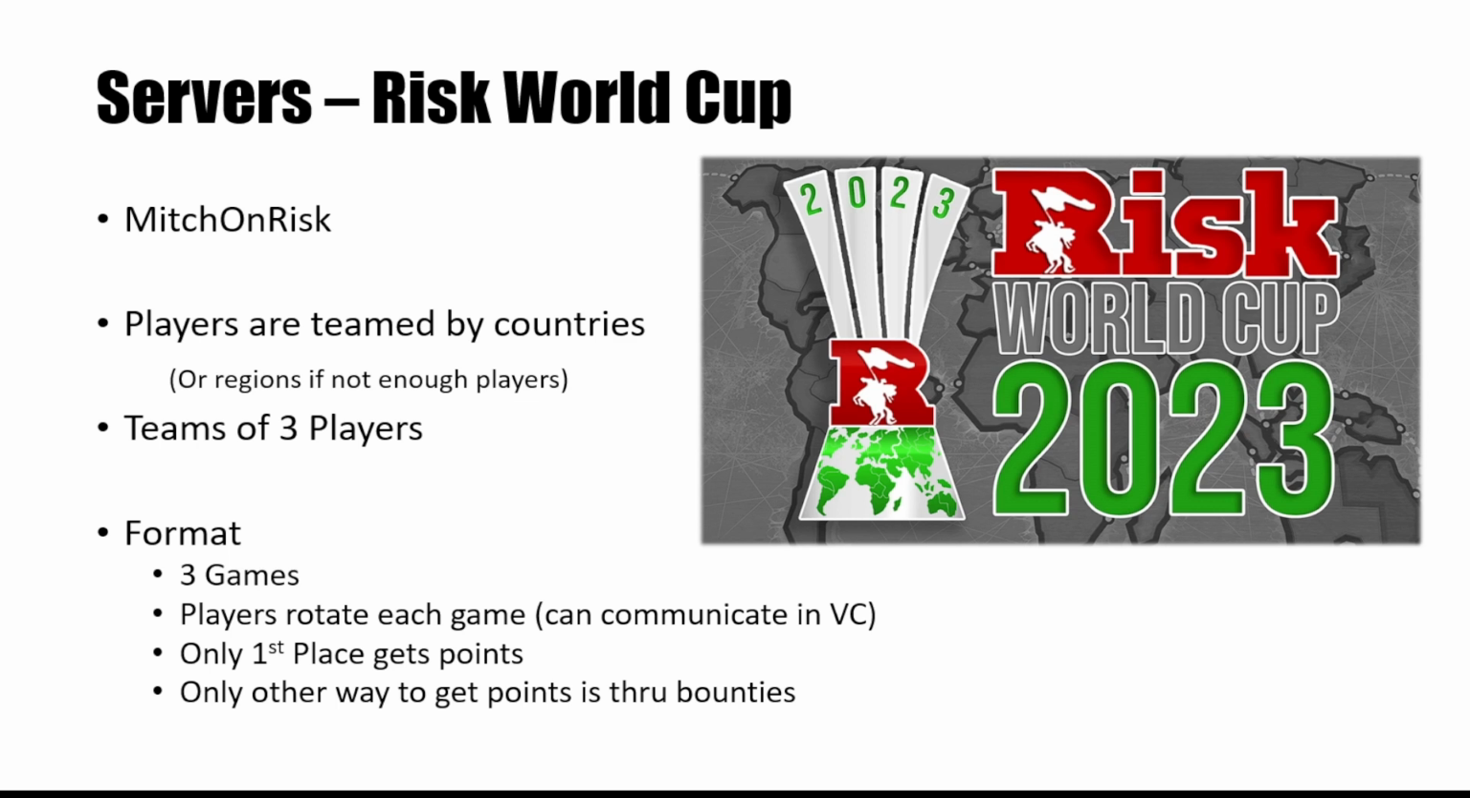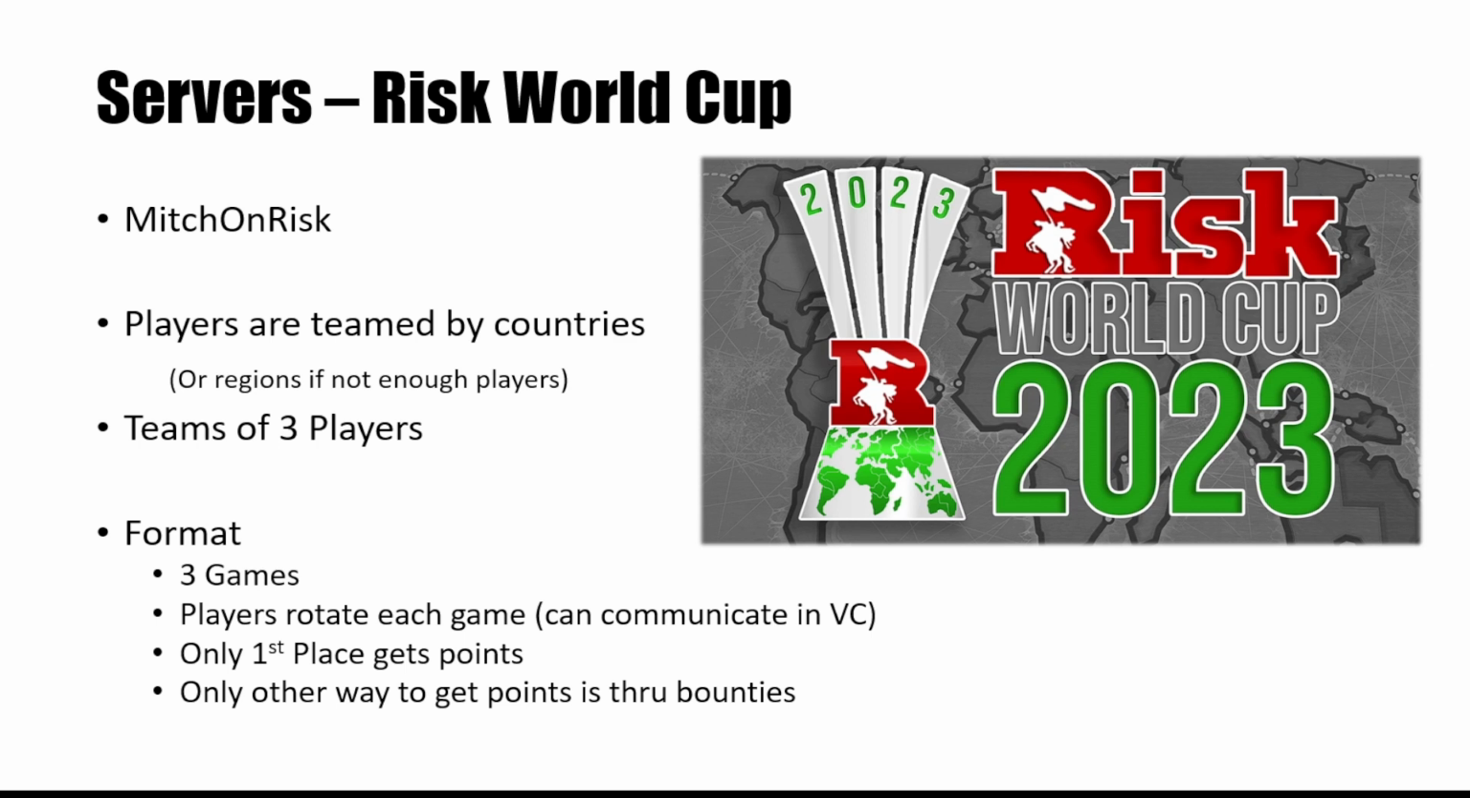Each one of the players rotates on each game, so usually one player plays one of each game, but all of them can communicate through BC, which means that everybody can help each other during the games. Only the first place gets points.